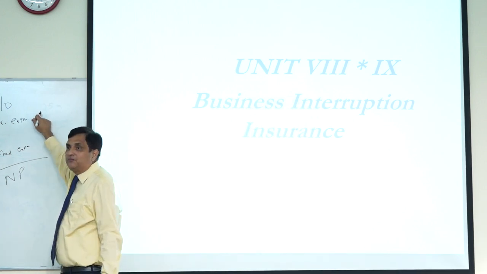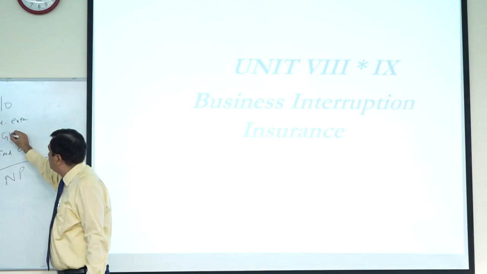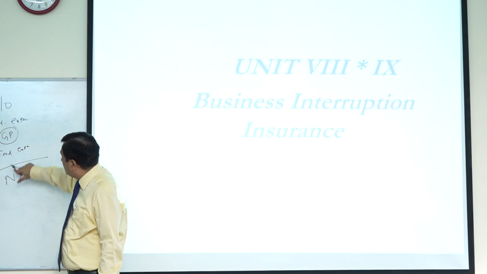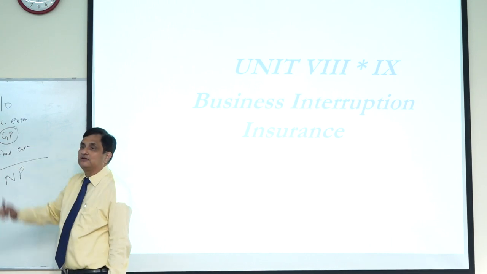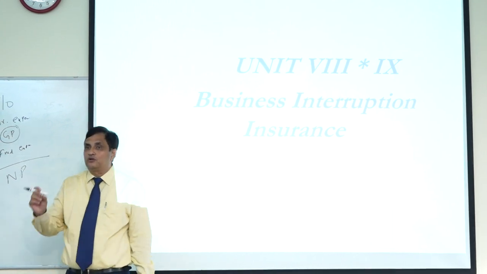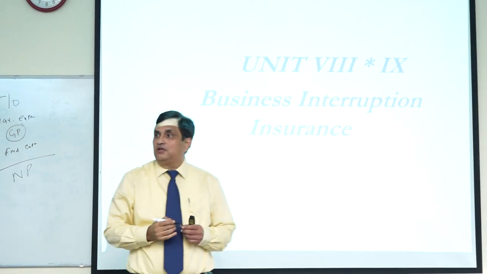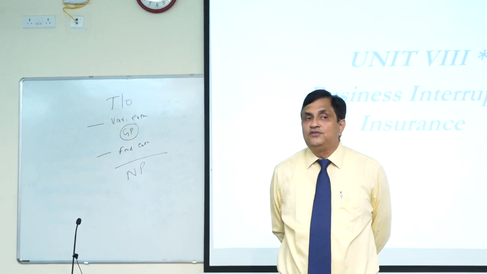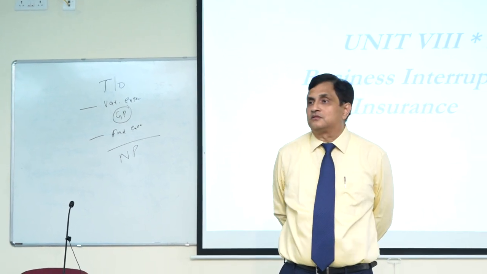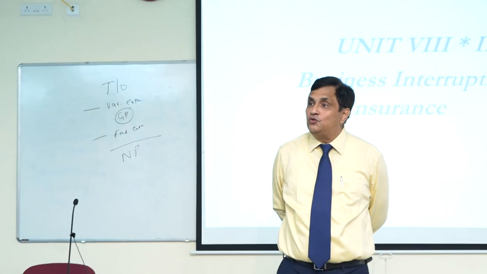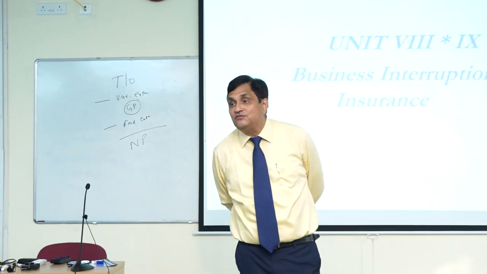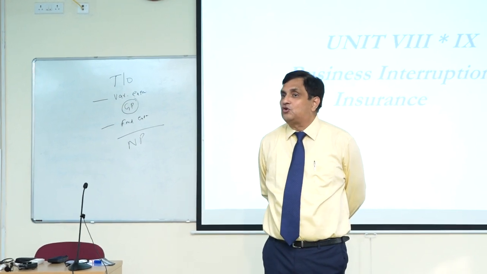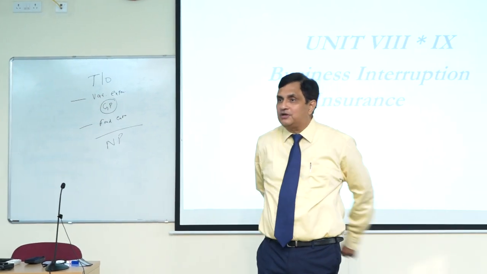Turnover minus variable expenses will give me what is known as gross profit. Or net profit plus fixed expenses will give me gross profit. So, gross profit is turnover minus variable expenses. This is called the difference method. Gross profit is also net profit plus standing fixed expenses. This is called the addition method. So both will arrive at the same number.